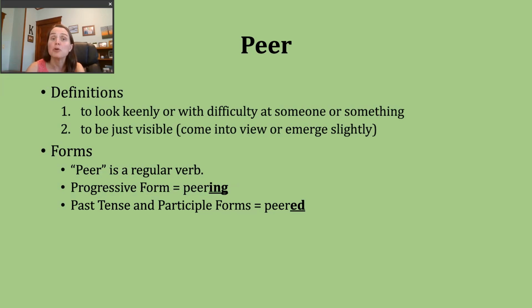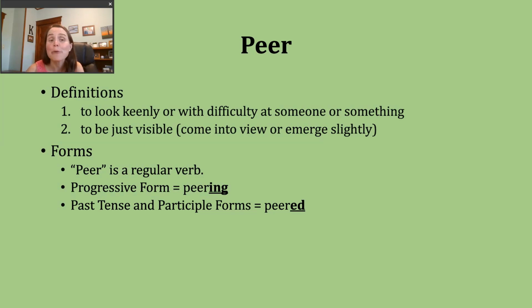Now, a second way you might hear that verb peer used means to be just visible. So you either have something coming into view, something maybe emerging slightly. Recently, I heard this verb used by a meteorologist. It had been a very cloudy day, and the person was saying the sun is now peering out, right? It had just become visible.